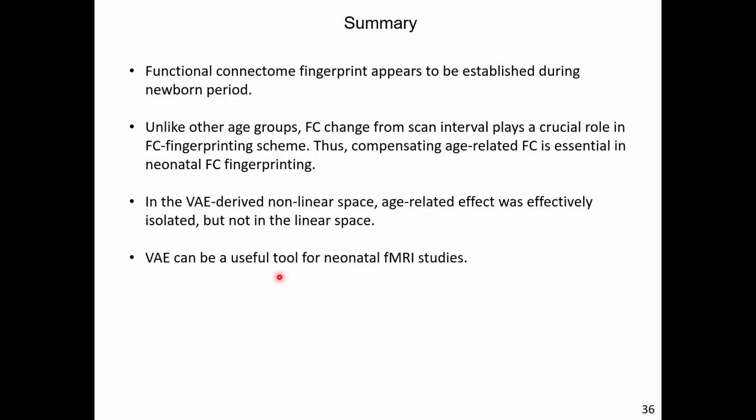So finally, the summary of my findings is that the functional connectivity fingerprint appeared to be established during the newborn period. However, unlike other age groups, FC changes over the scan interval. Also, in the VA-derived nonlinear space, the age-related effect was effectively isolated, but it was not the case in linear space. Thus the VA model can be a useful tool for newborn fMRI studies.